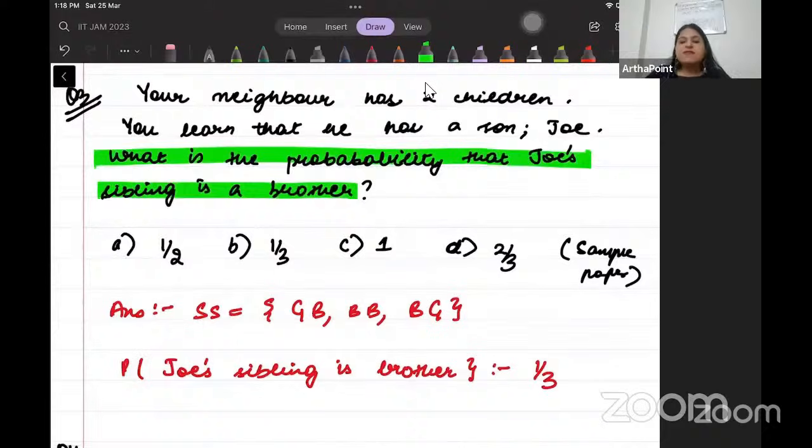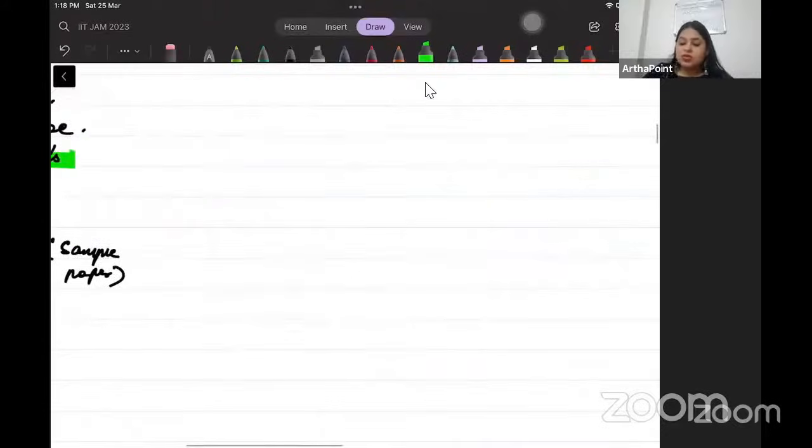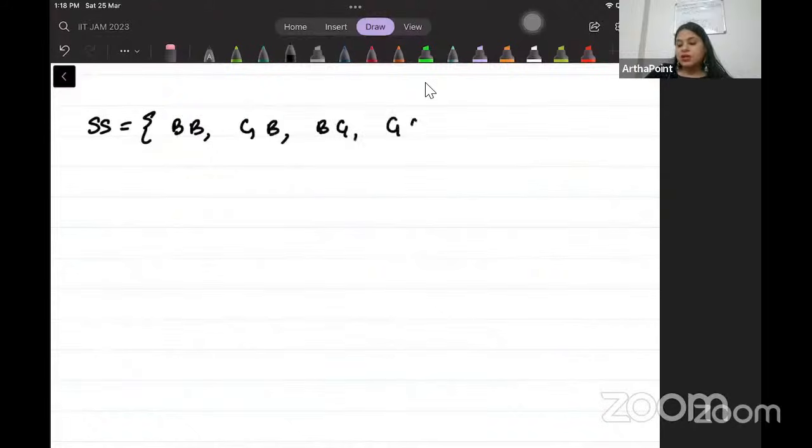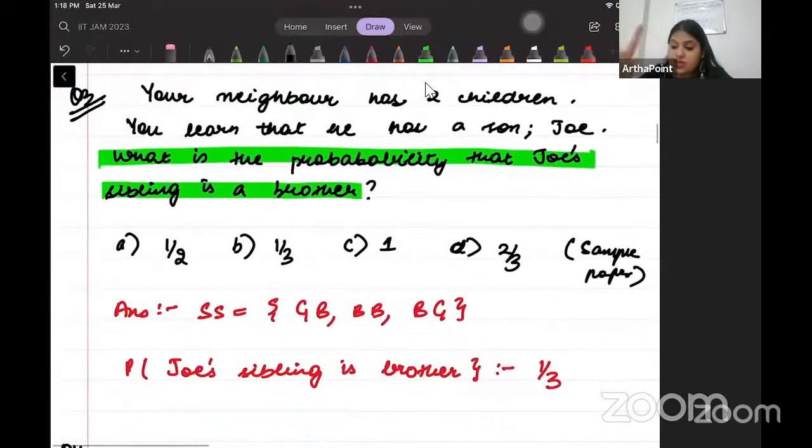Now, whenever we do these kind of questions, we know that the sample space usually for 2 children can be boy-boy, girl-boy, boy-girl, and girl-girl. These are the 4 things that can happen if I am planning 2 children. The first can be boy, second can be boy, first girl, second boy, first boy, second girl, and both girls. But here, it is already given to me that the first is a son.